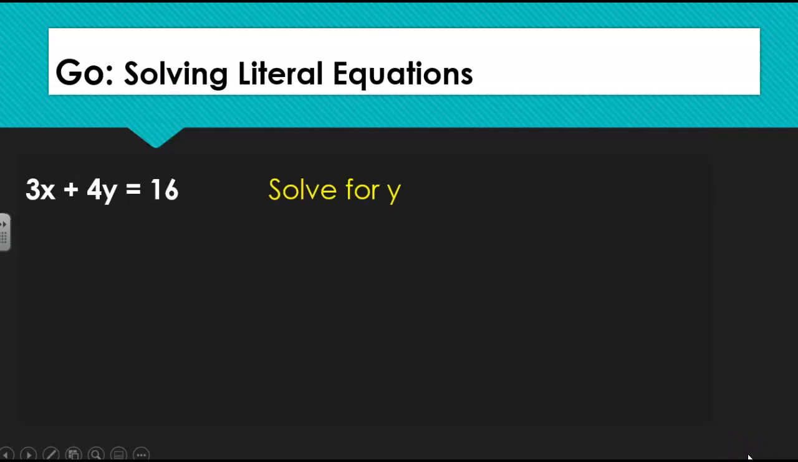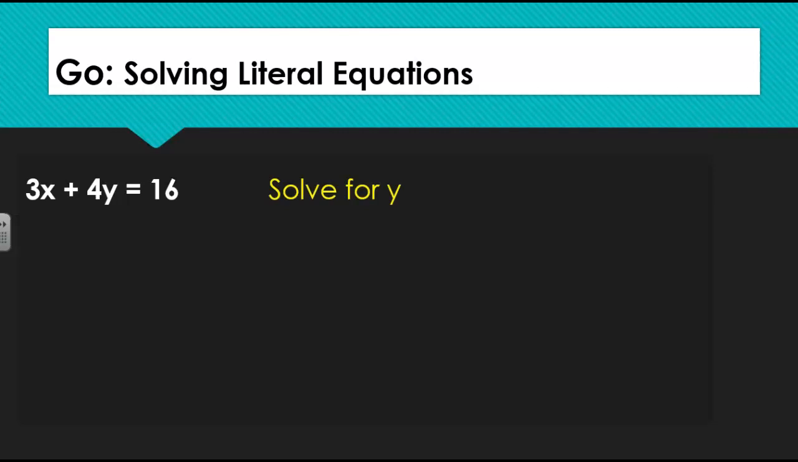In the Go section of our homework, we are solving literal equations for a given variable and applying the distributive property to simplify expressions. For the first part of the Go, we're going to be solving for a given variable. In this example, we're asked to solve for y. That means we need to isolate y. We're going to do that through inverse operations using the properties of equality.